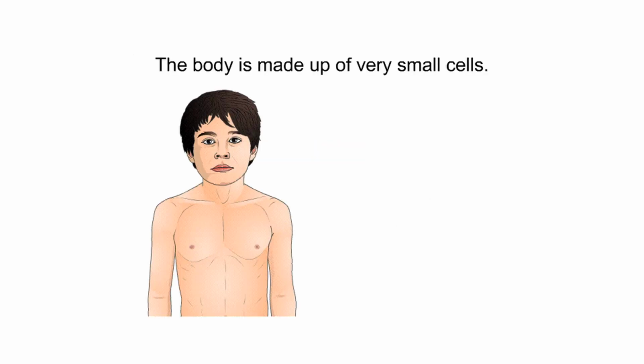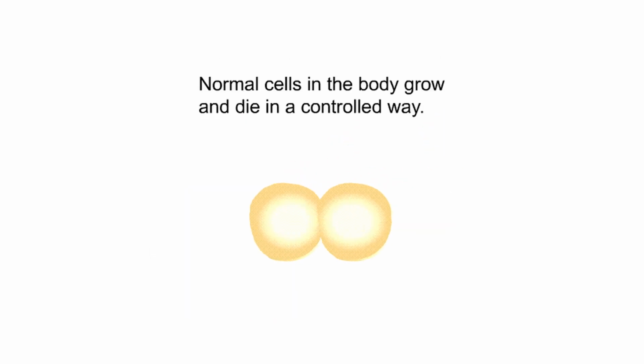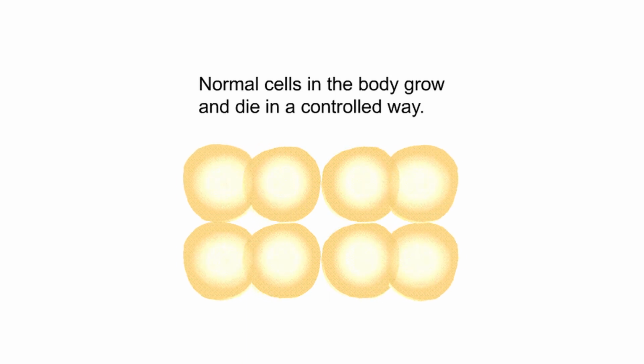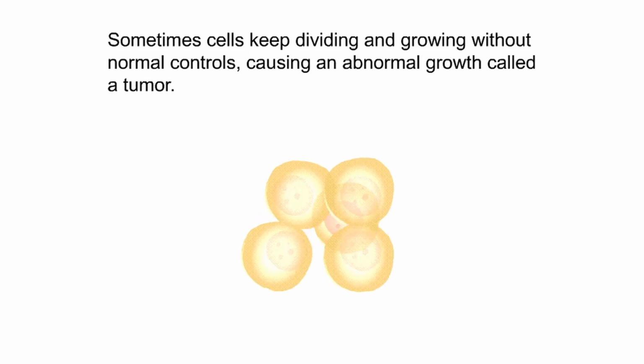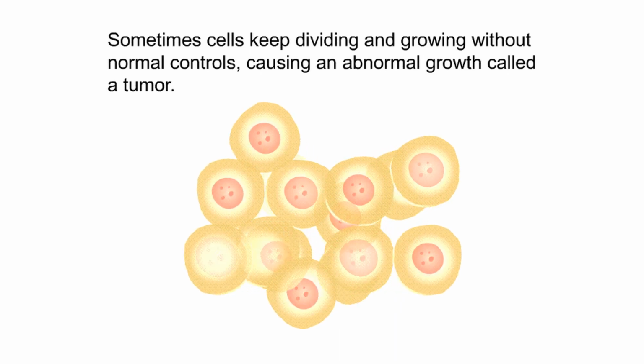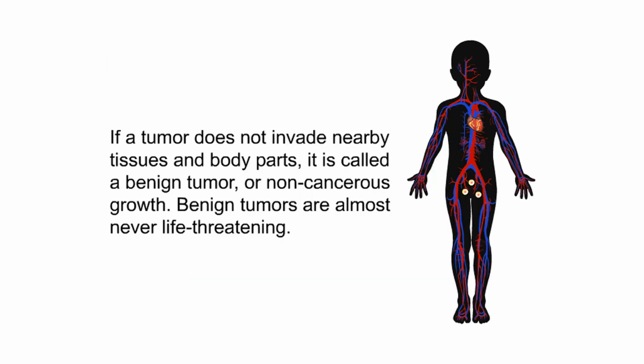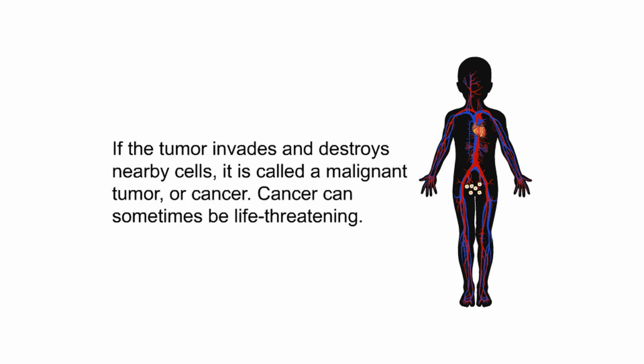Cancer. The body is made up of very small cells. Normal cells in the body grow and die in a controlled way. Sometimes cells keep dividing and growing without normal controls, causing an abnormal growth called a tumor. If a tumor does not invade nearby tissues and body parts, it is called a benign tumor or non-cancerous growth. Benign tumors are almost never life-threatening. If the tumor invades and destroys nearby cells, it is called a malignant tumor or cancer. Cancer can sometimes be life-threatening.